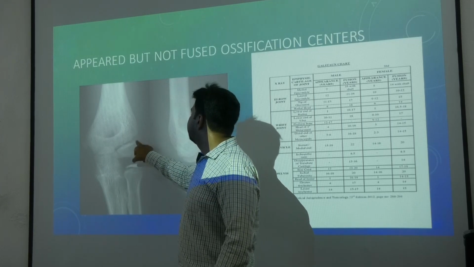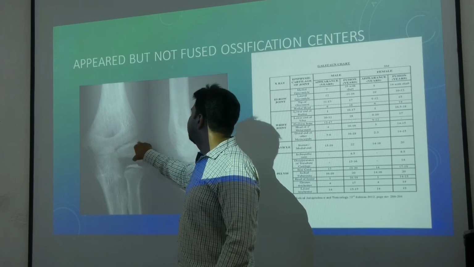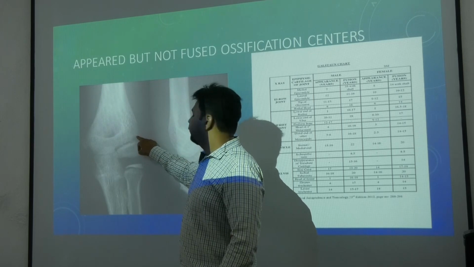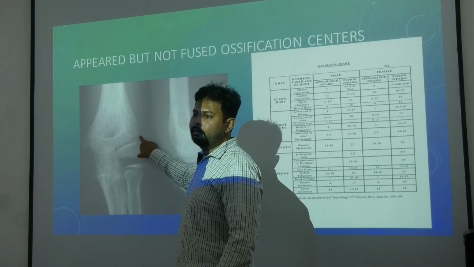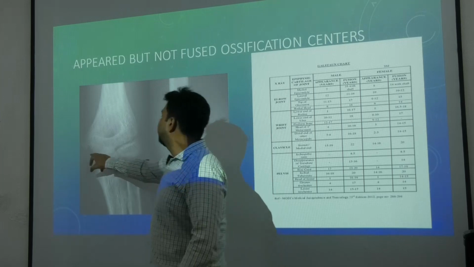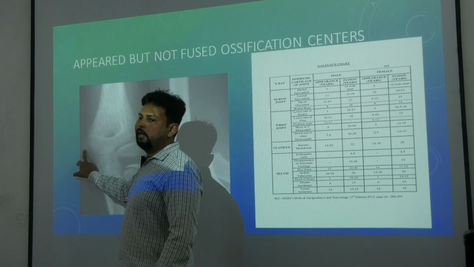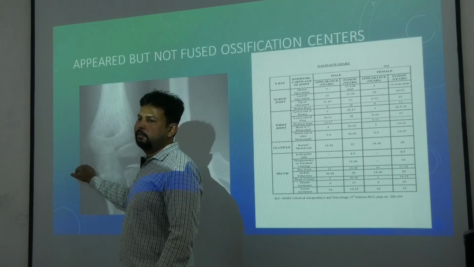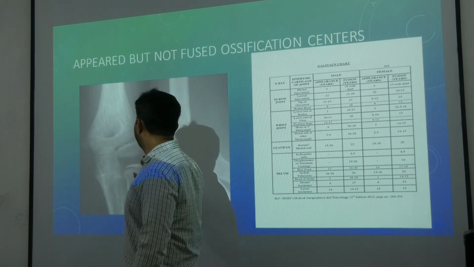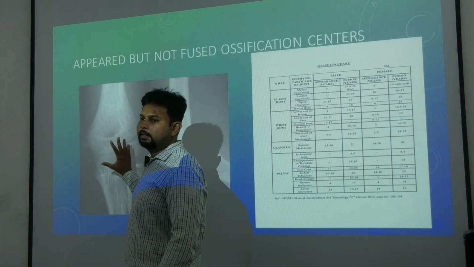Where is the, what do you call it? Lateral epicondyle. Where is it? Appeared, not appeared? Not appeared. What about this? Medial epicondyle. Appeared, but not fused. Fine. So you can now interpret this X-ray.